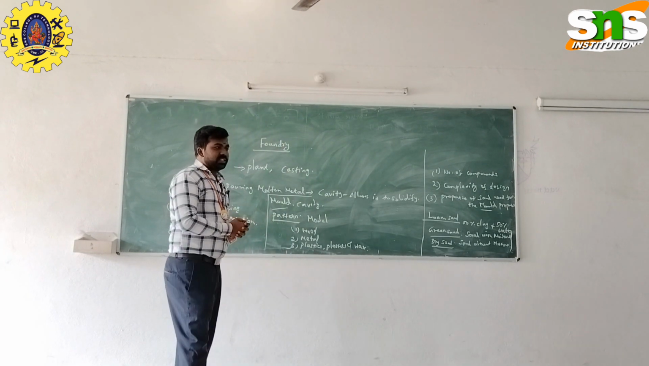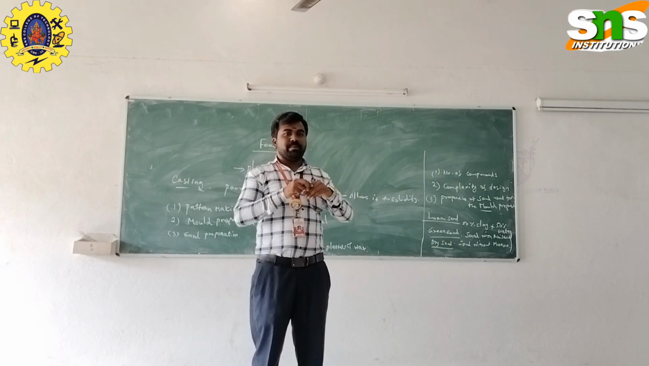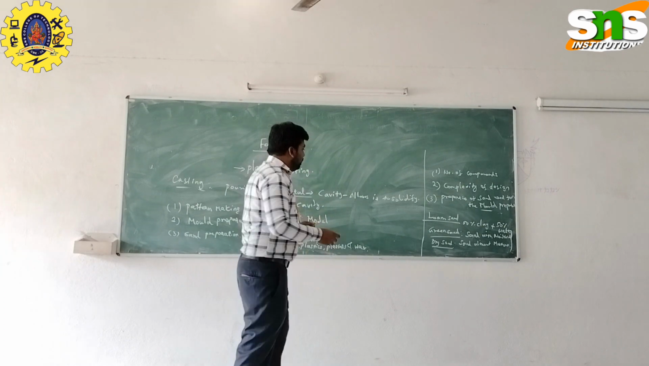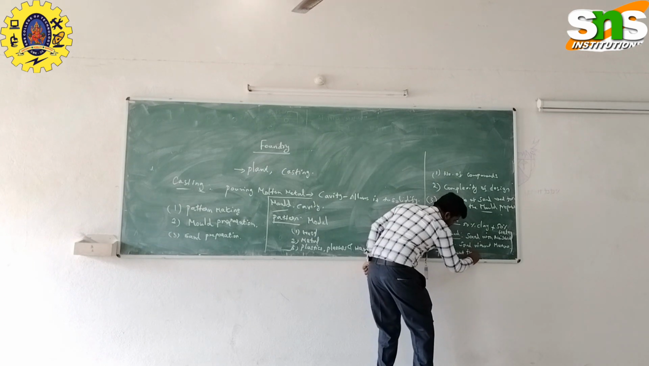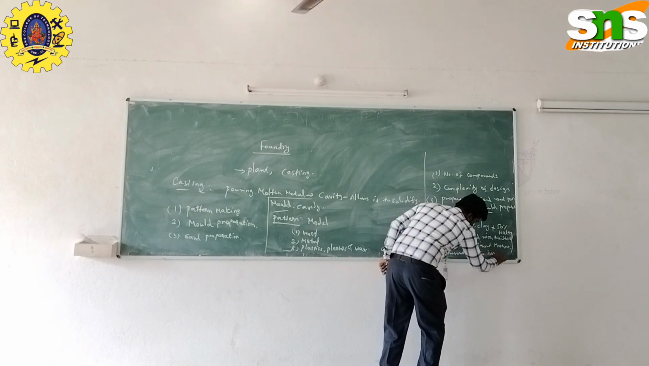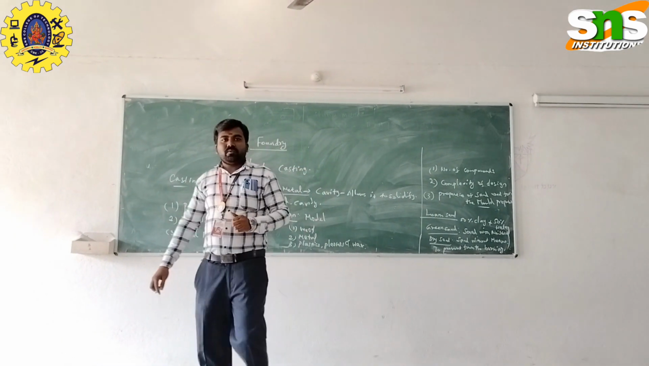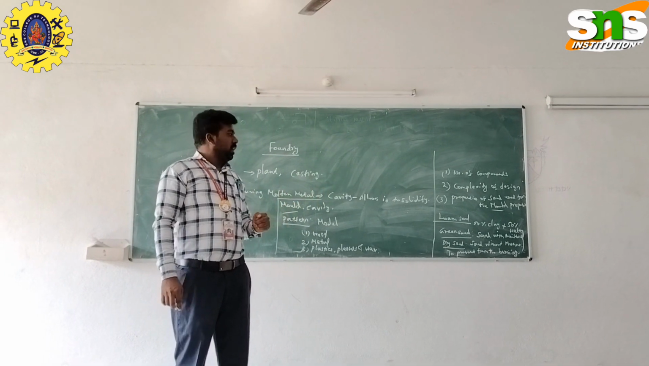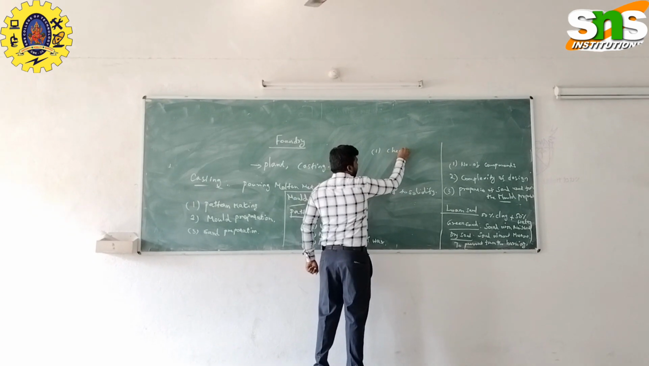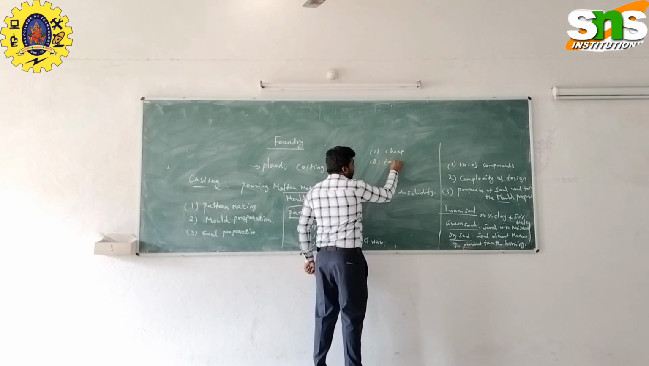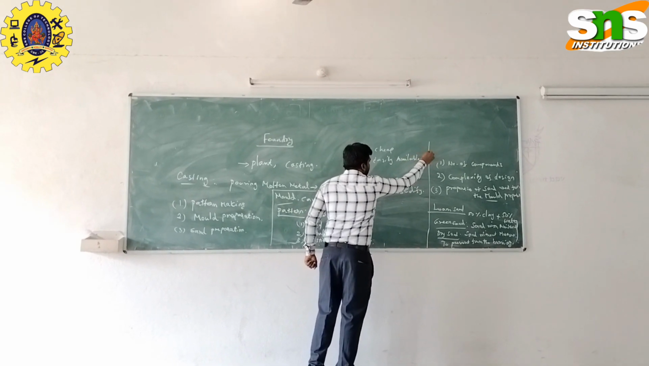The fifth one is facing sand. The facing sand is used to prevent the burning of the sand by the molten metal. Then the advantages of wood as a pattern material: the first one is that wood is very cheap and it is easily available.